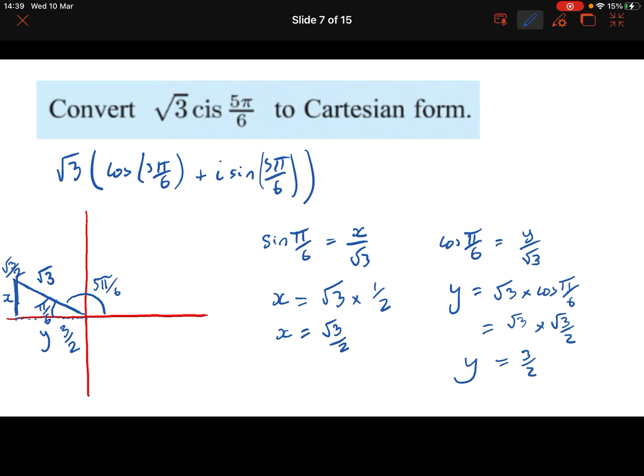So I can now see that my complex number has gone minus 3 over 2 in the real direction, and it's gone positive root 3 over 2 i in the imaginary direction. Okay? So I would hope that you can work both ways. You can turn Cartesian form into polar form, and you can turn polar form into Cartesian form.